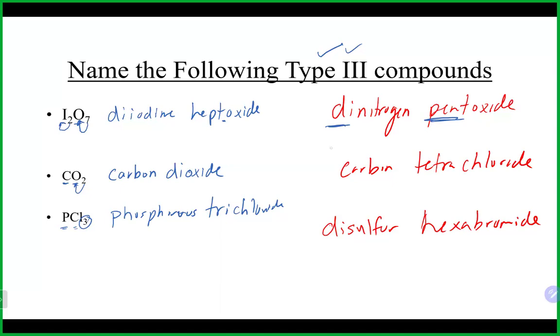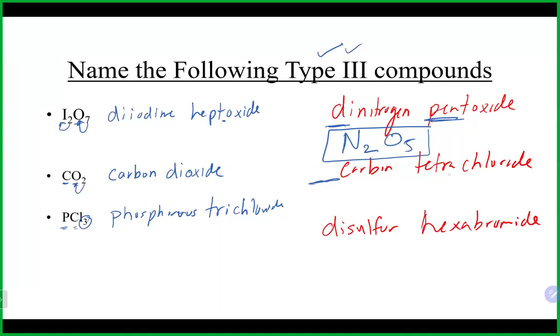So di is 2 and nitrogen is N, so that's an N2. Oxide is oxygen and penta is 5, so there it is. Again, nothing to balance, just basically writing what it says.